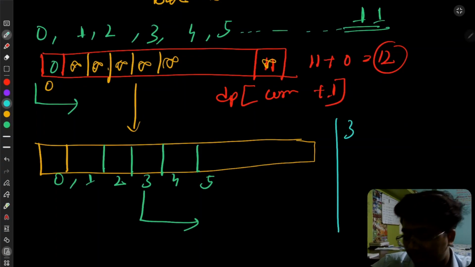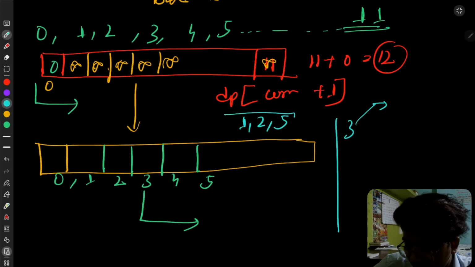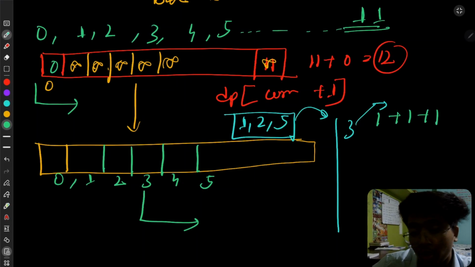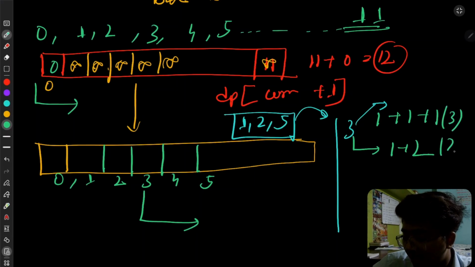We are segregating the ways to build 3 with the coins 1, 2, 5. One way is using 1 plus 1 plus 1. Another way we can use is 1 plus 2, and there is no other way. So this quantity is becoming 3 coins and this quantity is becoming 2 coins.